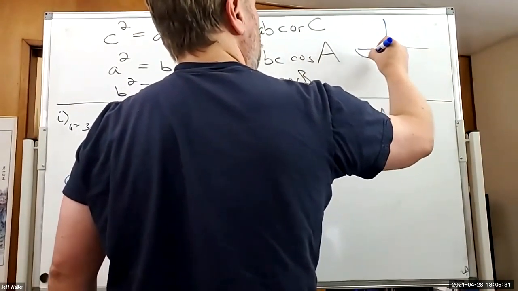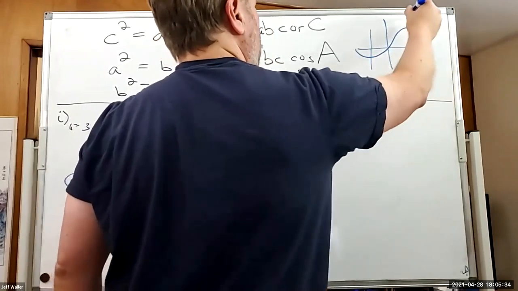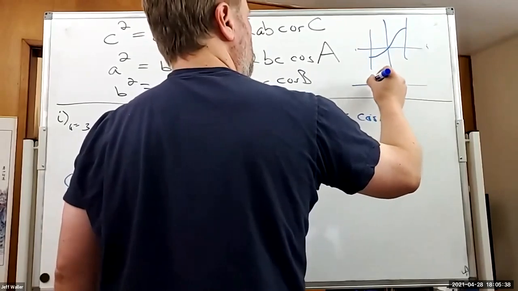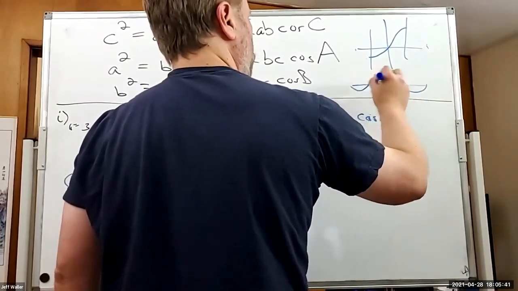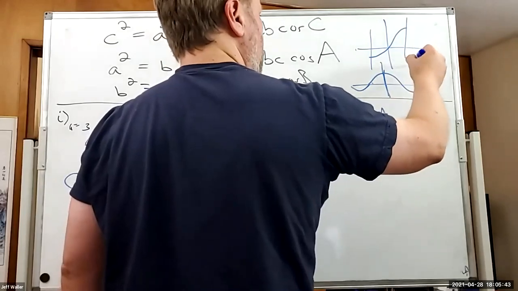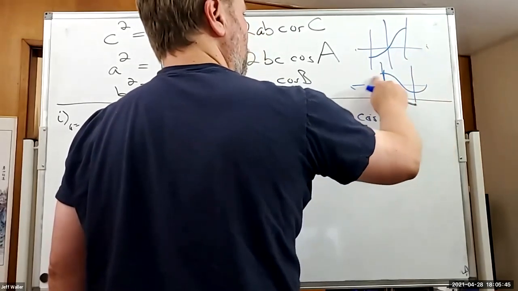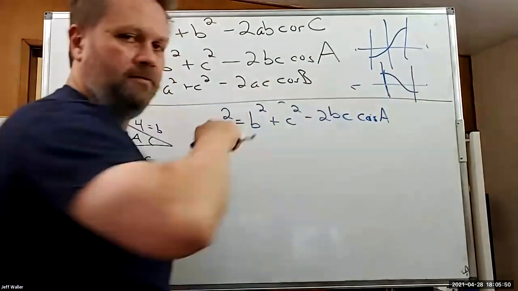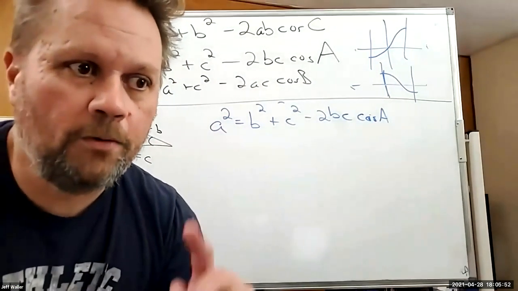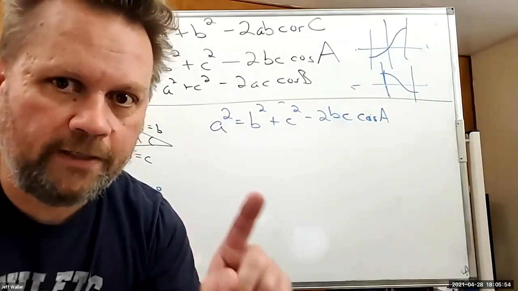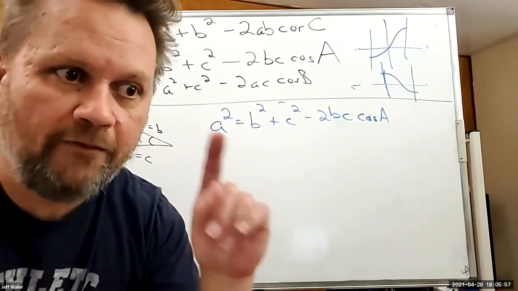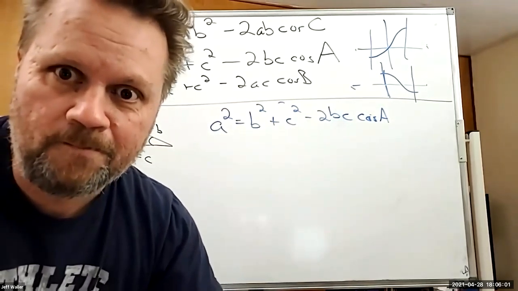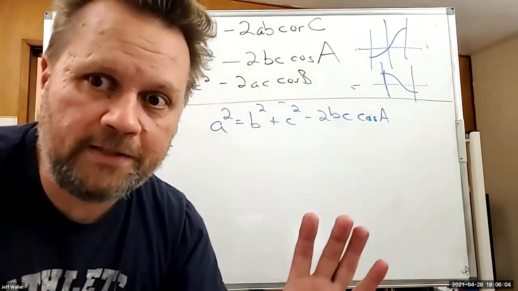Here's sine, and we had to cut it here and here to make it one to one. Here's cosine, and we had to cut it here and here to make it one to one. So inverse cosine's range will be 0 to pi. So when you do inverse cosine to find angles in a triangle, it will never be a reference angle. It will always give you exactly the answer, because it goes from 0 to 180. It covers the whole range of what's possible in a triangle.